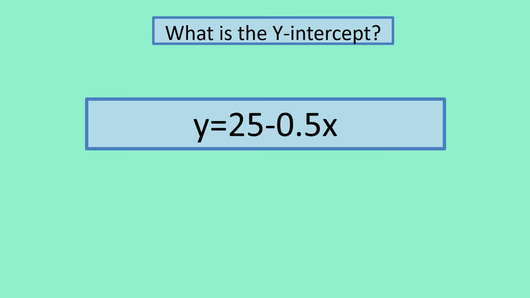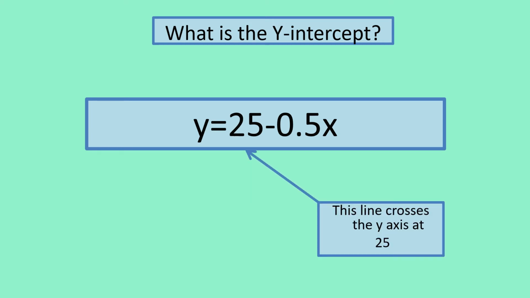So what is the y-intercept in this question? In this question, it will still be our c value, our constant. And that means we're looking for the number that's on its own and doesn't have x attached to it. And that would be 25. So 25 is where our graph would cross the y-axis. Our gradient in this question would be negative half, because that is the coefficient of x.